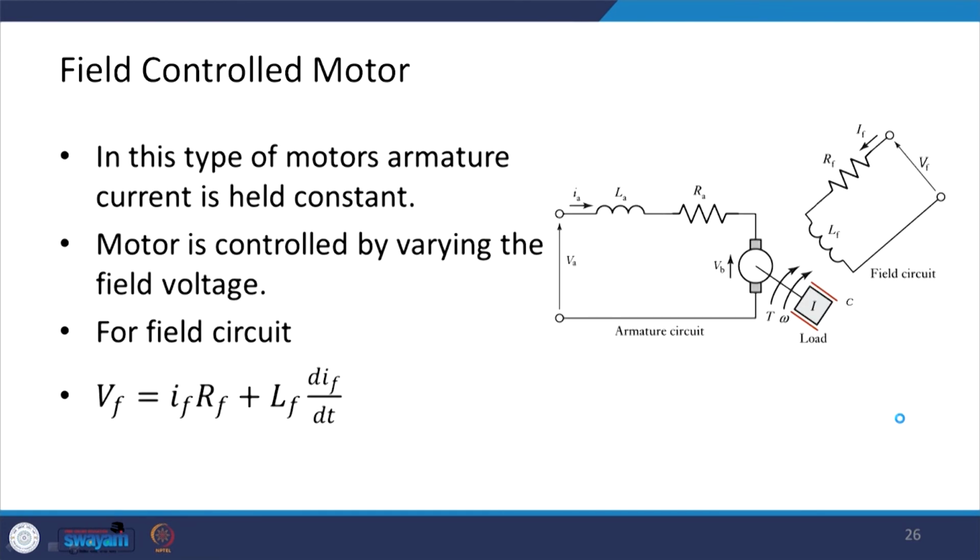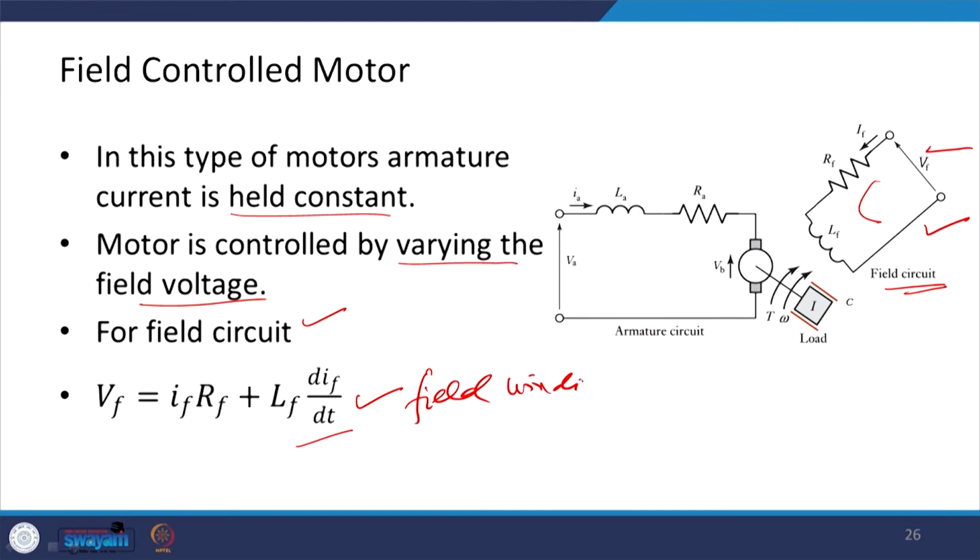Next, let us take the field control motor. Okay. So, in case of the field control motor, basically we are going to change the field over here. In this type of motor, armature current is held constant. So, the motor is controlled by varying the field voltage. So, for the field circuit here I can write the KVL equation, that is Vf is equal to If Rf plus Lf dIf by dt. So, this is for the field winding.